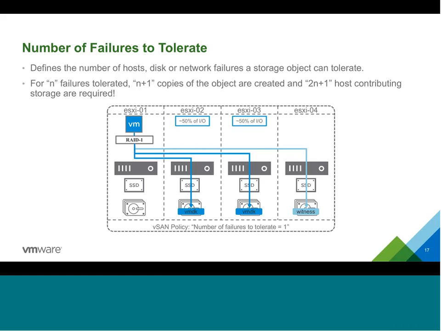Now, the number of hosts required equals 2n plus 1. Say my FTT equals 1, that means I need at least 3 hosts in that environment. Why so? Because if there are 3 hosts, then 2 copies of the data are maintained and the third host is used for the witness. That is the reason it's 2n plus 1 hosts. So if I need to maintain FTT equals 2, then I need 5 hosts.